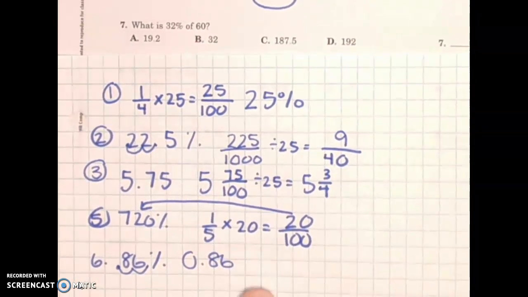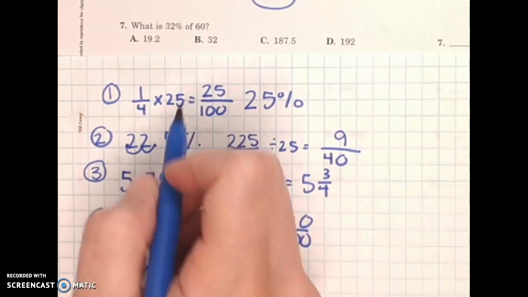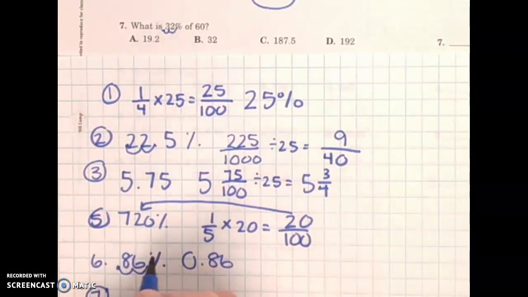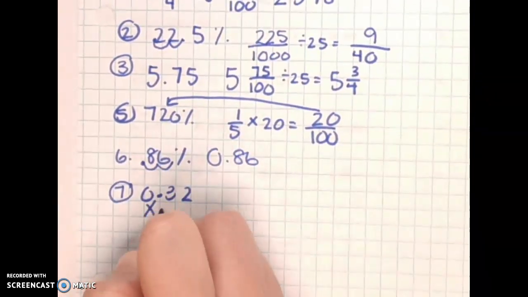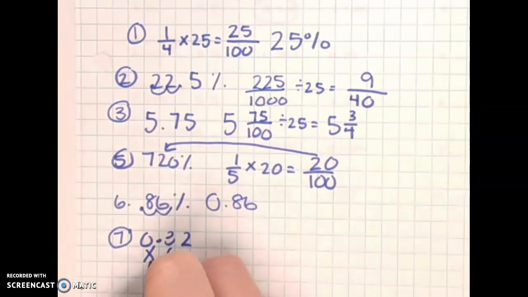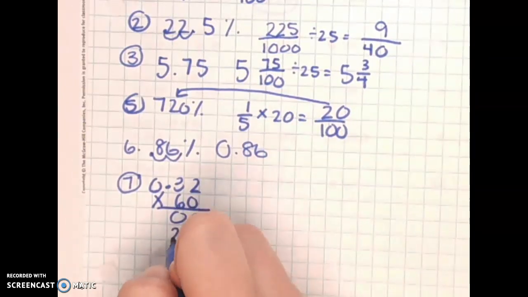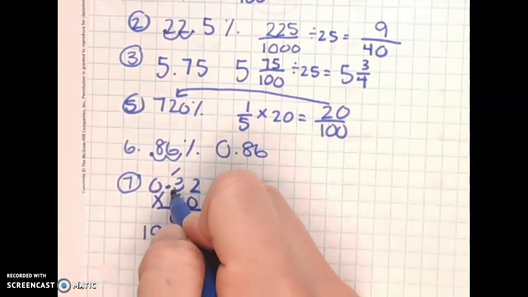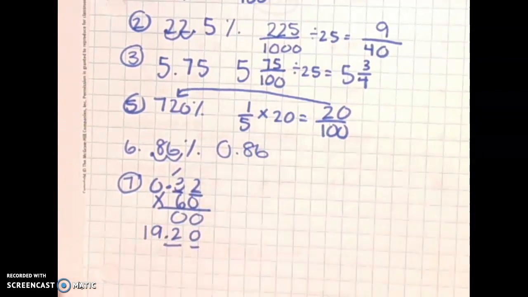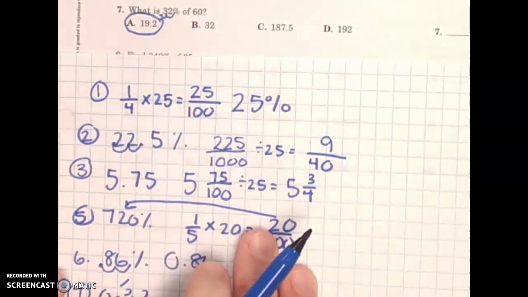Number 7, 32% of 60. So I'm going to change my percent. I'm going to go 1, 2. I get 0.32, and we're going to multiply it by 60. We get zeros in the first row, and we get our magic 0. 6 times 2 is 12. 3 times 6 is 18, plus 1 is 19. There's 1, 2 spots, so our answer is 19.2, which is that right there.